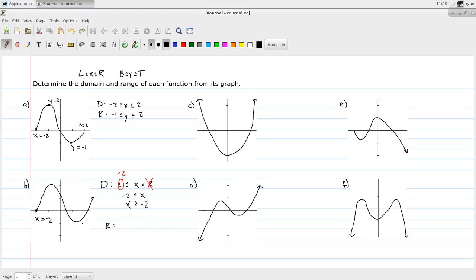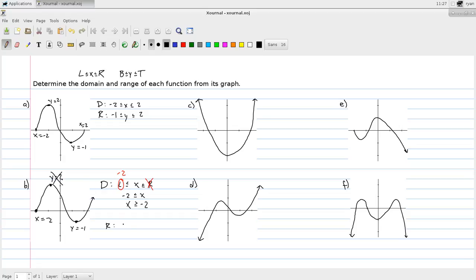We look for the bottommost y value and the topmost. The bottommost y value, the lowest point anywhere on the graph, is right here at what looks like y equals -1. Now you may be tempted to say that this is the topmost y value at y equals 2, but this arrow says the graph continues up indefinitely, so this is not the top value anymore. In fact, because this goes up indefinitely, there is no top value.